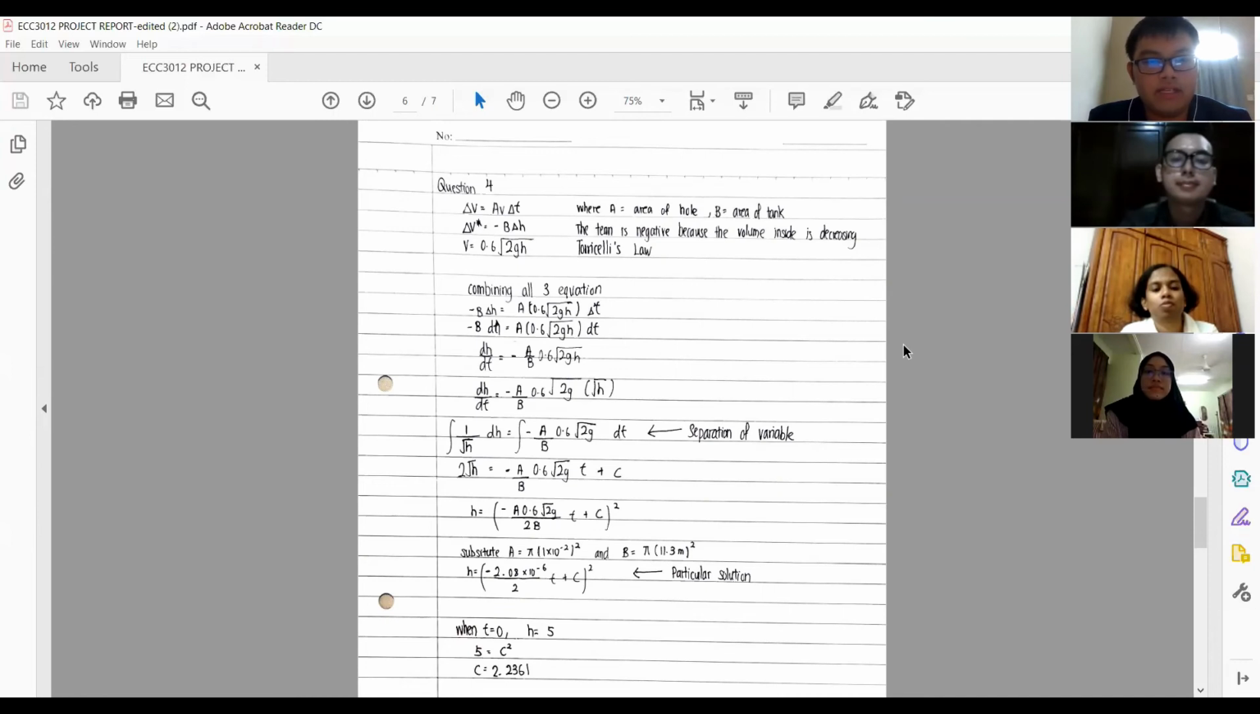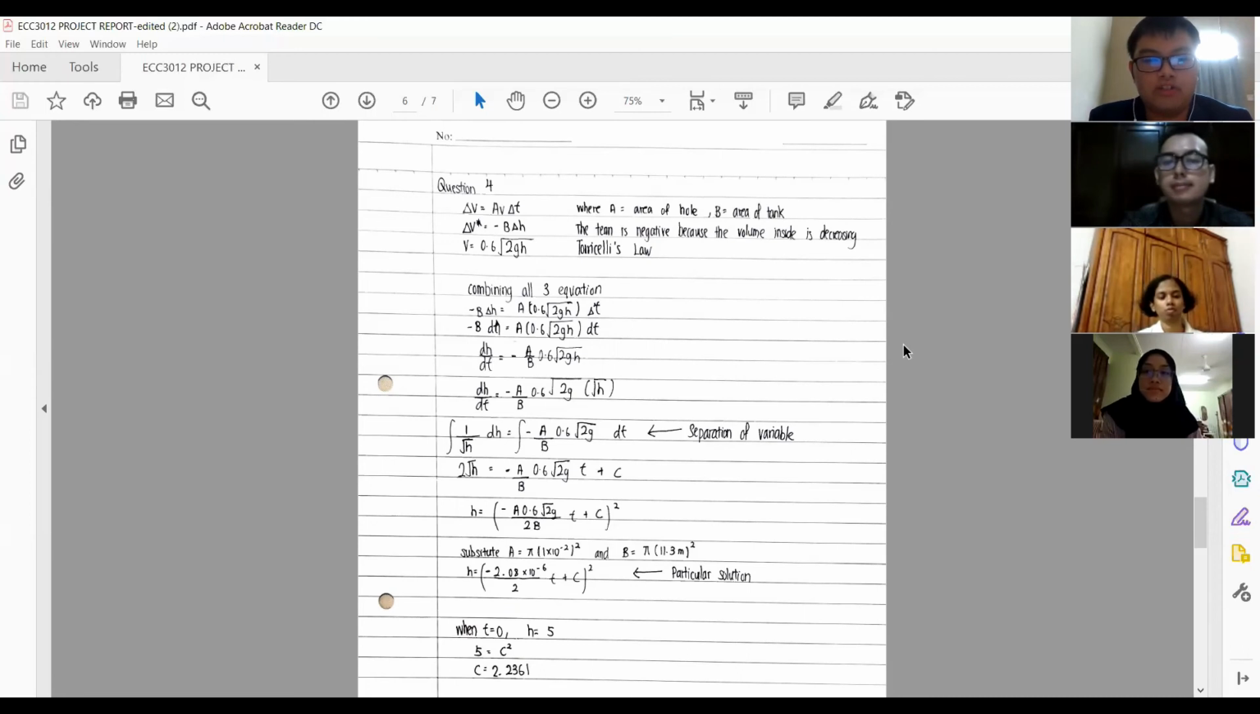First, delta V is equal to A V delta T. Secondly, delta V is equal to negative B delta H. And finally, V is equal to 0.6 square root of 2gh. The first equation relates the decrease in water level to the outflow, and the second equation relates the volume of the tank. And the last equation is the representation of Torricelli's law.